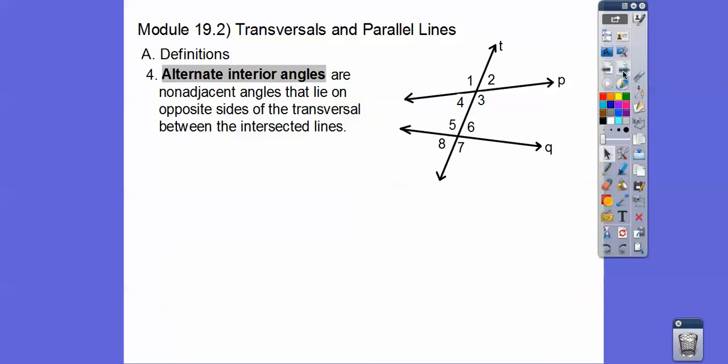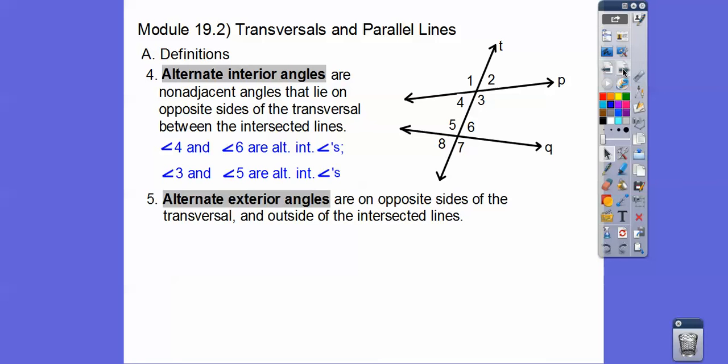And we have these other ones called alternate interior angles, and they are alternating on the transversal. 4 and 6 are alternate interior angles. 3 and 5 are alternate interior angles. And then we have these alternate exterior angles. They alternate on the transversal: one's on one side, one is on the alternate side. That's why they're alternate, and they're exterior, like 1 and 7. Or 2 is outside and it alternates outside with 8. Those are alternate exterior angles.